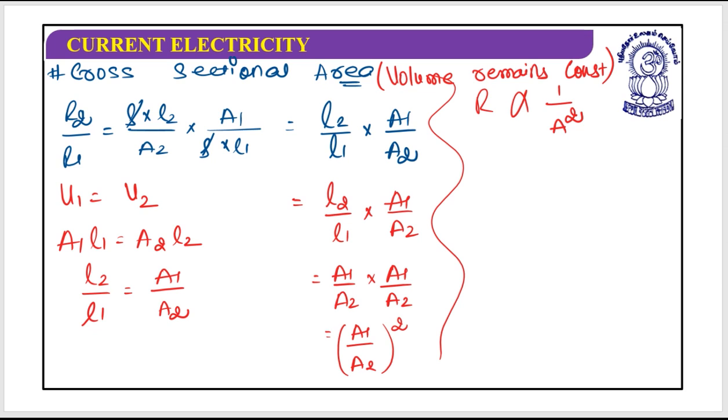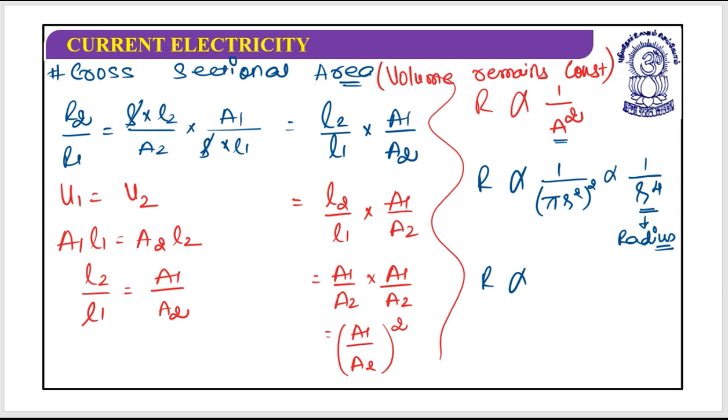One more relation, I know that area is equal to pi r square. So R is directly proportional to 1 by (pi r square) whole square. So it is inversely proportional to the 4th power of the radius, where r is the radius of the wire and R is the resistance. In the same way I can write like this for the diameter as well. This is for diameter. Yes, here I am writing all this when volume remains constant, and with the proportionality symbol, there is no need to add the constant. Now these are all the relations that have been derived.